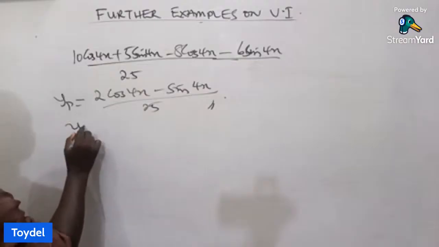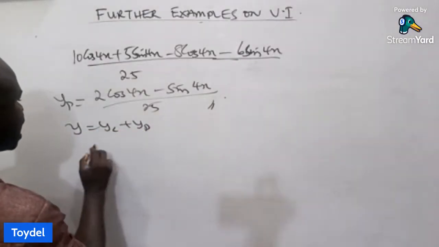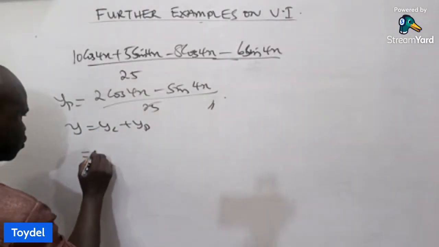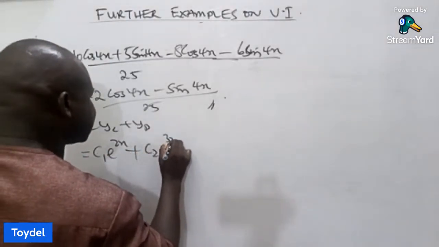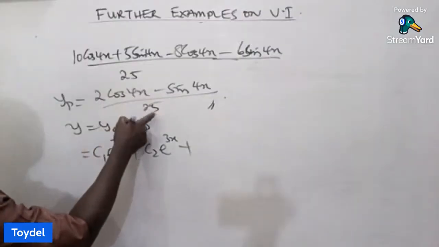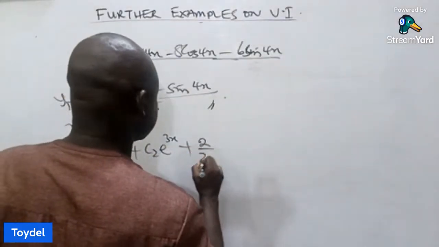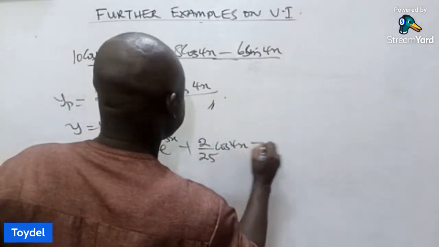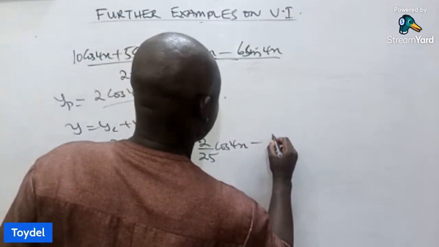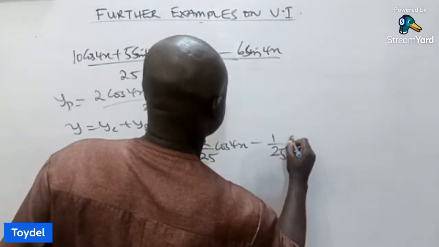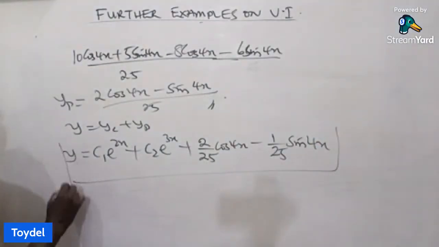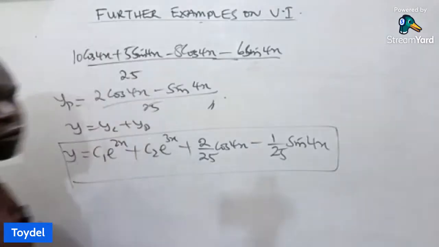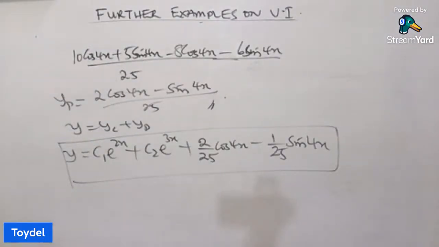The final solution to this problem is yc plus yp. That will be the complementary solution, c1 exponential 2x plus c2 exponential 3x, plus the particular integral, which we can split as 2 over 25 cos 4x minus 1 over 25 sine 4x. If you compare this result with the result from the method of undetermined coefficients, you realize that we arrive at the same answer. So it is very simple and straightforward.